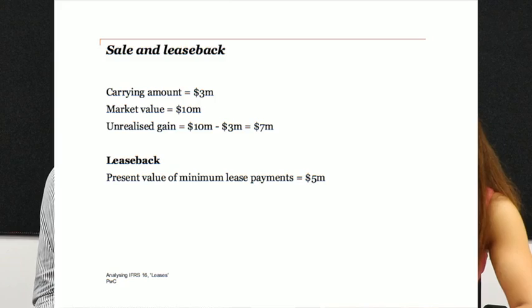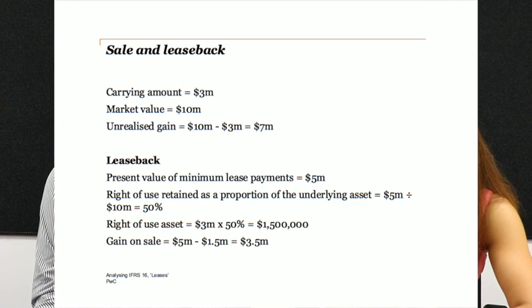So let's say, for example, you have an asset on your books at 3 million. It's now worth 10 million at market value. So there's an unrealised gain there of 7 million. If you sell it and lease it back, and for simplicity, we'll say the present value of your minimum lease payments is going to be 5 million. So you're leasing it back for half the value of the building. You would say, my asset used to be worth 3 million, so my right of use is now half that. It's half of the 3 million, so it's 1.5 million.